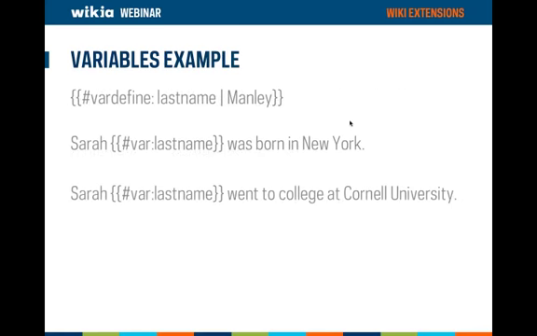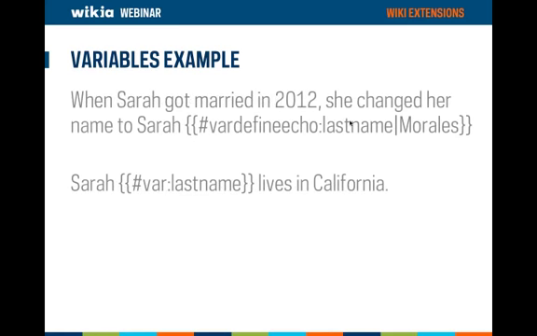So, as a very basic example, if we were writing the biography of Sarah, here is where we would start. We would define her last name and state where she was born and went to college. Here, she has the last name Manley. Now, in 2012, Sarah got married. So within our biography, we want to change her last name from 2012 onwards to Morales.